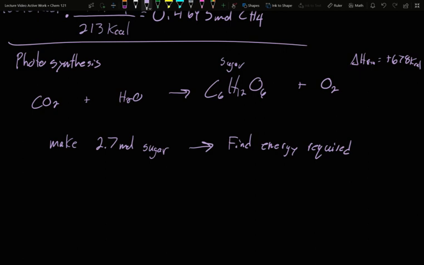Well, to make sugar required that our atoms gain energy. Our delta H reaction is positive. When the reaction is done, they have more potential than they did before. What I want to know is how much. How much energy did the plant have to absorb in order to create the sugar? So go ahead and pause here. Take a second and see if you can solve that.